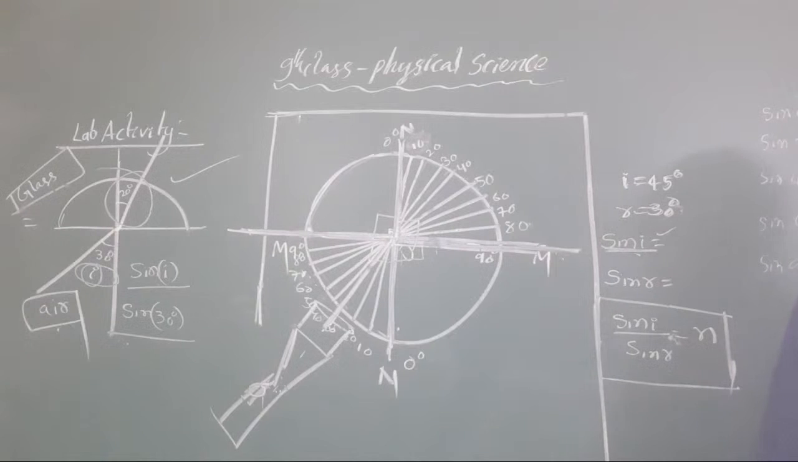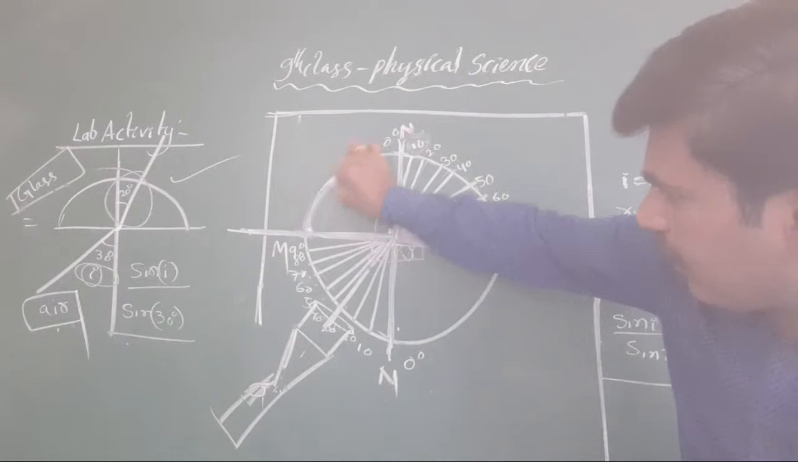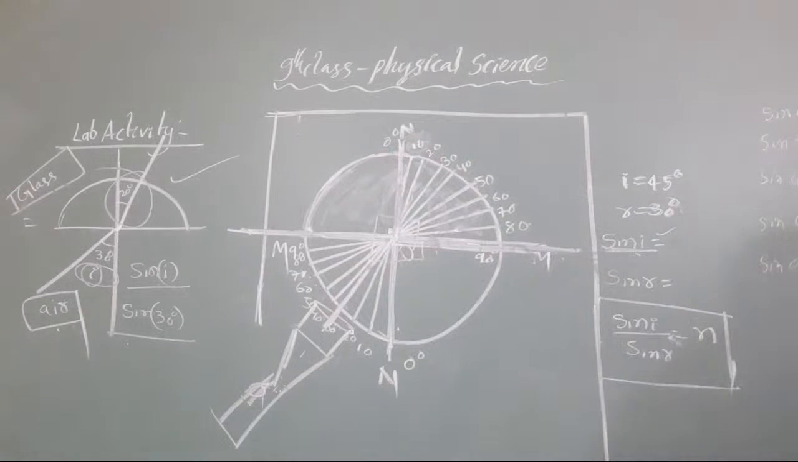Okay, clear or not, all the students? And now you take a semicircular glass. If you now remove all these things, and you take one glass material, already out, we are taking it like this. Okay, clear or not, all the students? You take one glass here, yes, like this.